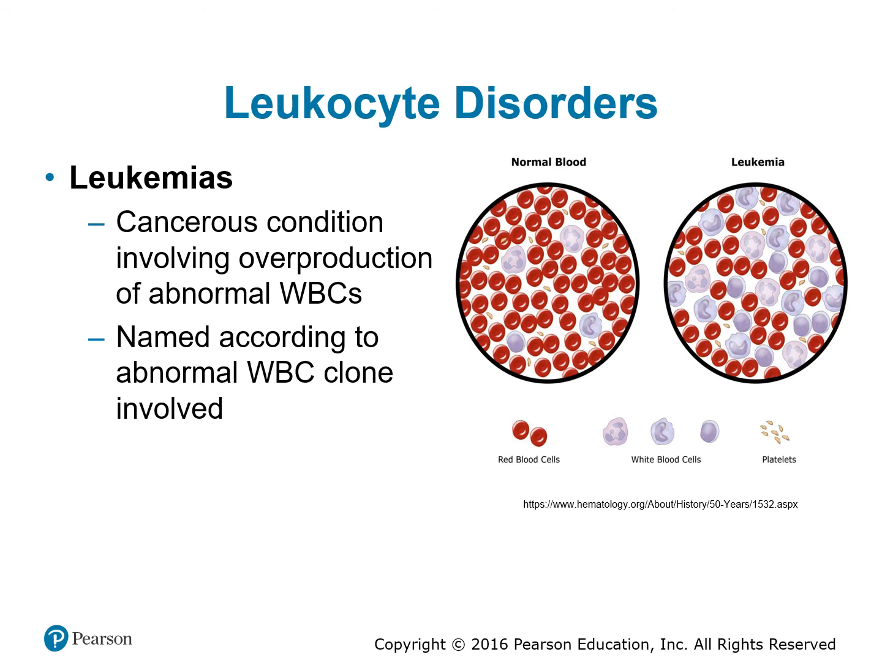Leukemias are cancerous conditions which involve an overproduction of abnormal white blood cells. And leukemias usually involve clones of a single abnormal cell. And they're named according to what abnormal white blood cell clone is involved. For example, myeloid leukemia involves the myeloblast descendants, and lymphocytic leukemia involves lymphocytes.